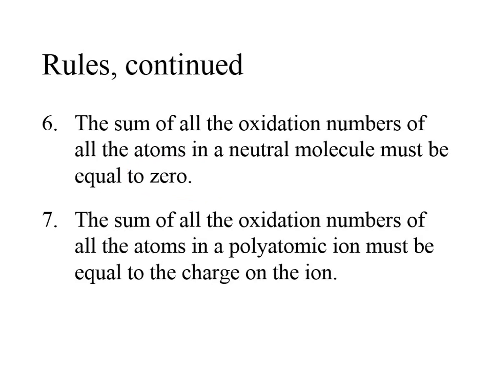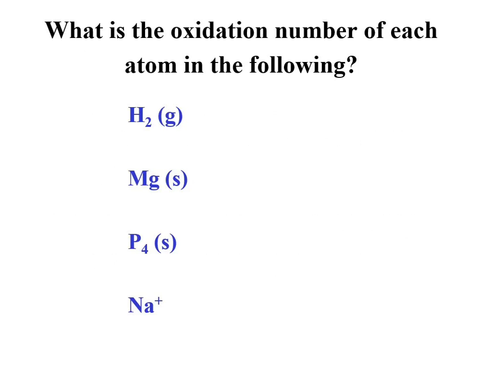So what if you're dealing with something that's not neutral but something that has a charge? Well, then the oxidation numbers need to add up to that charge. We'll look at some examples of that. So looking at some examples here, H2, oxidation number 0. Actually, each hydrogen atom in that molecule is oxidation number 0. How about magnesium? Magnesium solid, also 0. What about phosphorus solid? 0. Uncombined elemental form, 0.